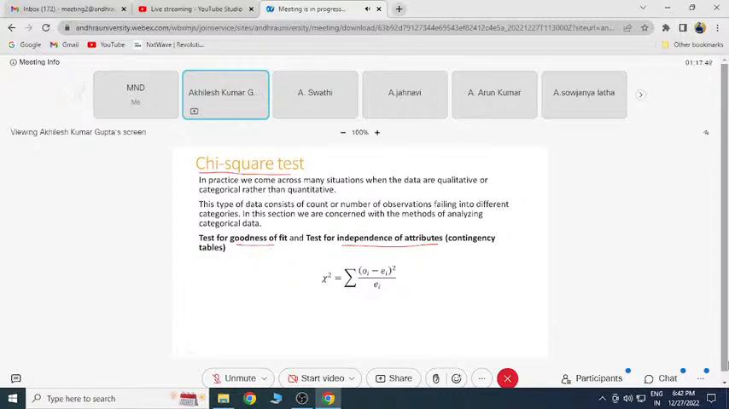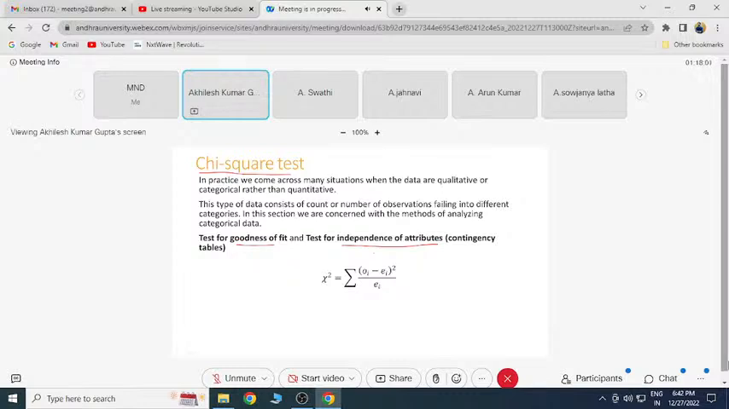So we will have a population, a pre-assumed ratio, and you want to see how good your sample is in fitting to that ratio. That is goodness of fit. And independence of attributes: you may have two or more attributes, and you want to see whether those attributes are independent or not.